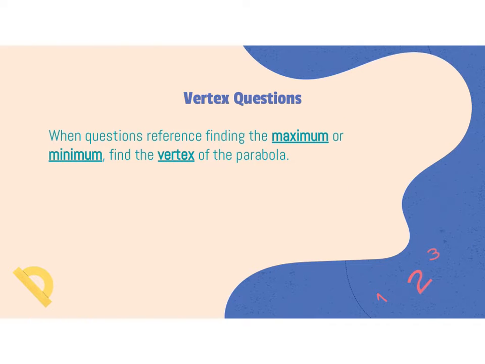So when we are asked to find the vertex of the question, it's because we are being asked for a minimum or maximum. When questions reference the minimum or the maximum of a parabola or of a model or of an experience that's happening, that means that you are supposed to find the vertex. The vertex is what gives you the minimum and maximum of a quadratic expression.